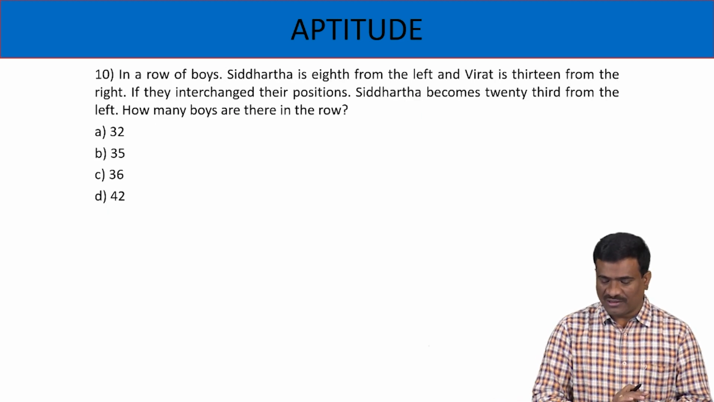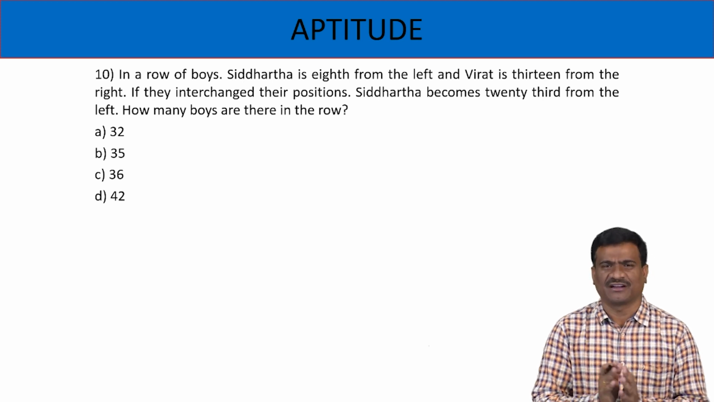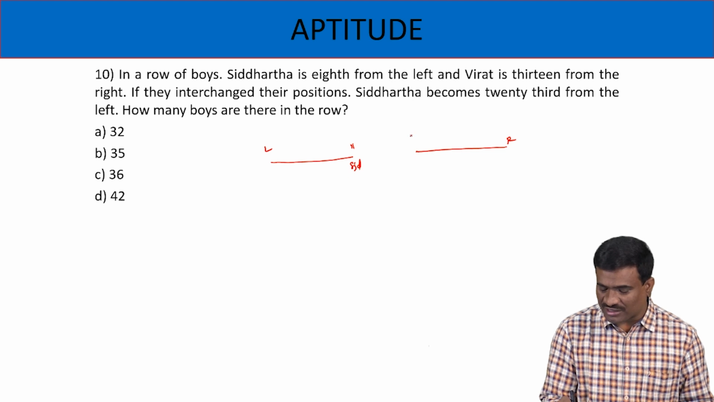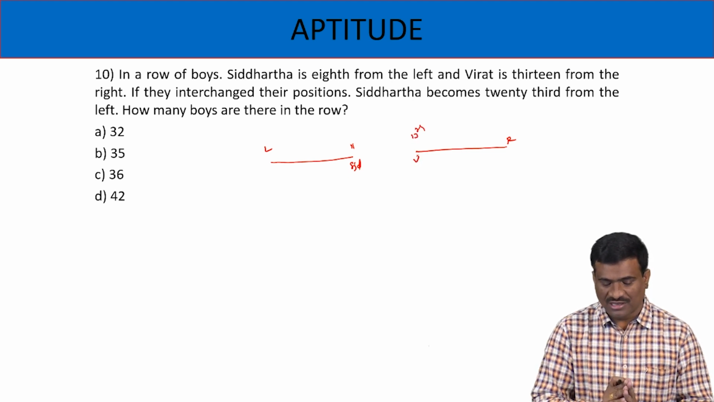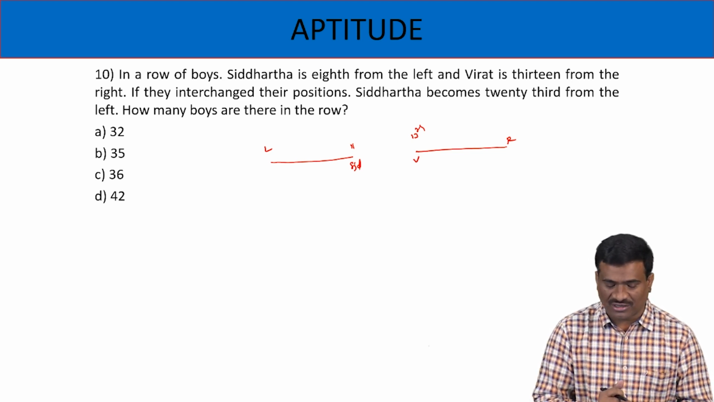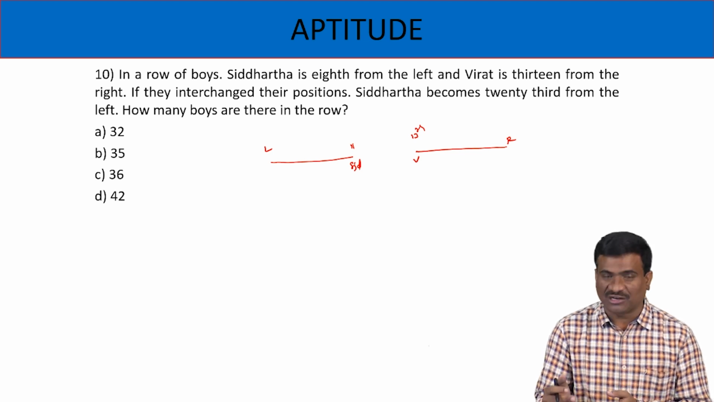Next, tenth example, ranking concept. In a row of boys, Siddhartha is 8th from the left and Virat 13th from the right. Siddhartha is 8th from the left, and Virat is 13th from the right end. Second, if they interchange their positions, Siddhartha becomes 23rd from the left.